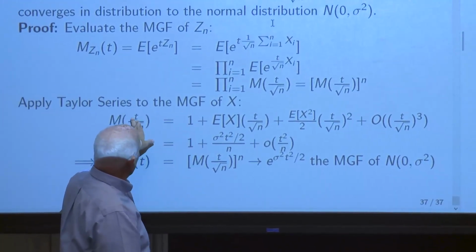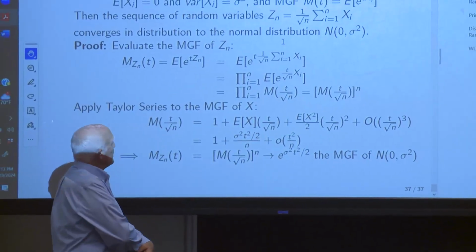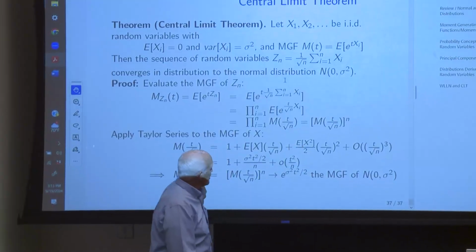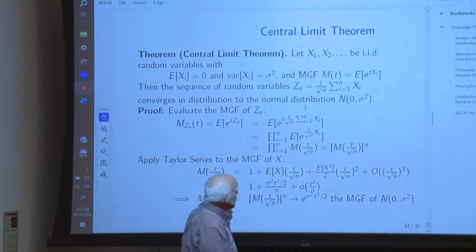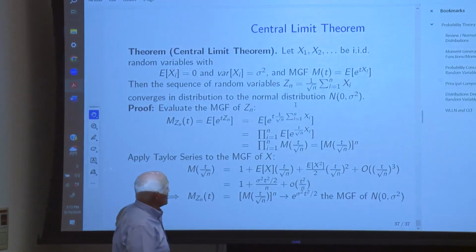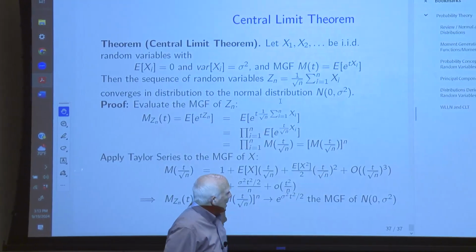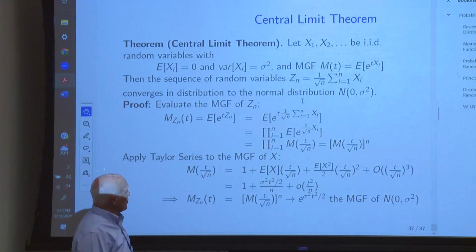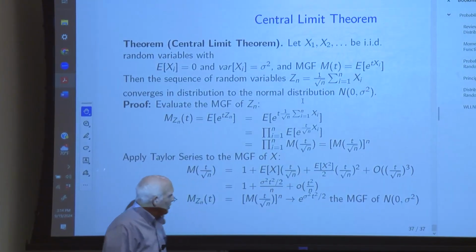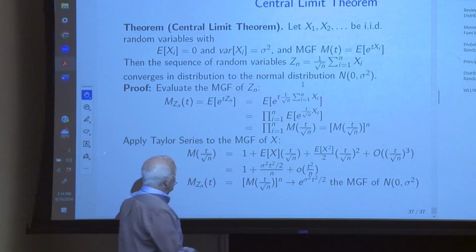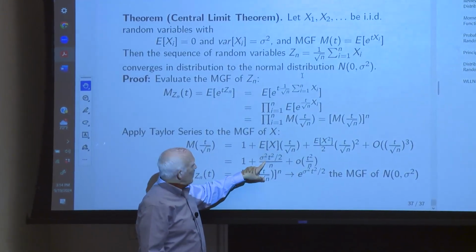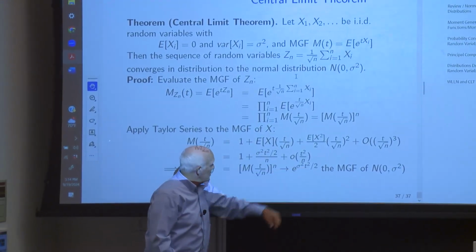If we expand the moment generating function into a Taylor series, then we get 1 plus the expected value of x times t over root n, plus the expected value of x squared divided by 2 times t over root n squared, plus an order term that is given by the third power of the argument. And so as n gets large, these higher order terms are of smaller order. And so we finally have that, in the limit, it is 1 plus this multiple over n plus a small o of t squared over n. And if we take this expression to the nth power, then it converges to the exponent of the argument, sigma squared t squared over 2.